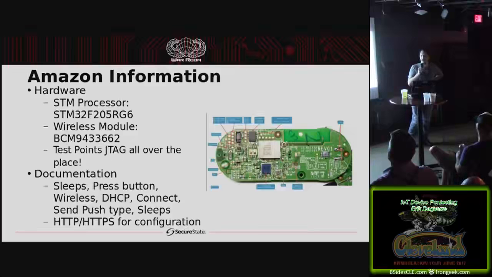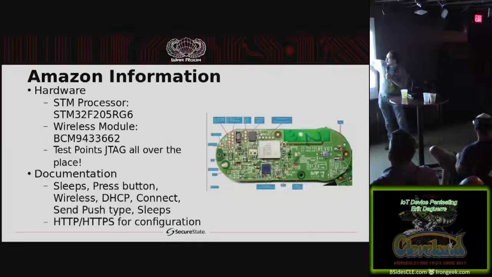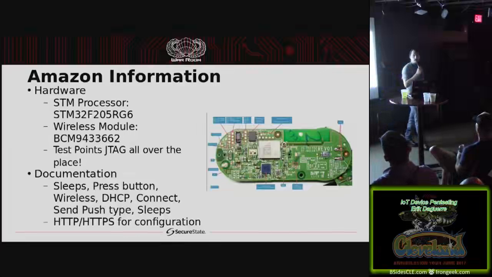First thing I find out is that it has an STM processor, and it's coupled with a wireless module. And then the big thing is that there are JTAG points all over the place. As you're looking up here, you're going to see these gold test points that are highlighted. These are JTAG interfaces. So in the next couple of slides, you're going to see where I soldered a whole bunch of wires to this board to attempt to get information off of it.